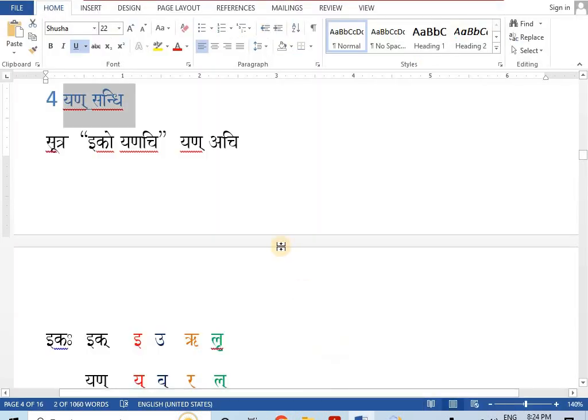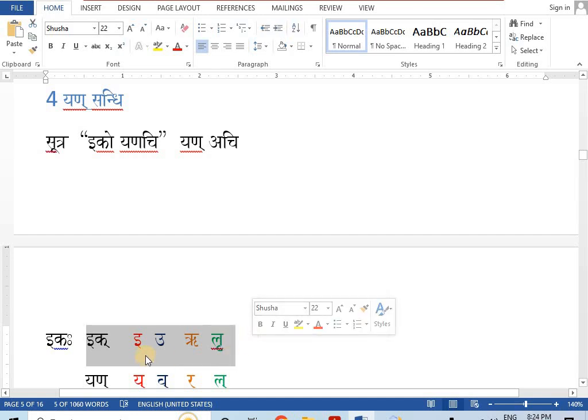Pay attention. See, the sutra is Iko Yanaci. What is the sutra, students? Iko Yanaci. So, we'll understand the sutra. Iko, the first word, is actually Ik Pratyahar. What is Ikah? Basically, it is Ikah. Ikah means Ik Pratyahar. Now, Ik Pratyahar means these letters: i, u, ru, lru. Okay.